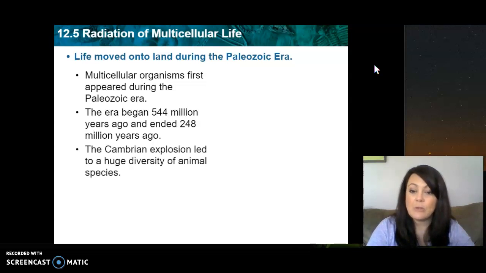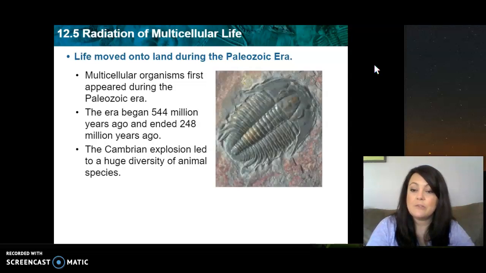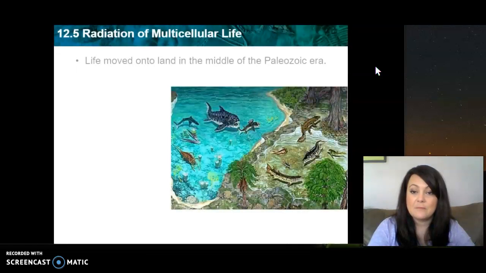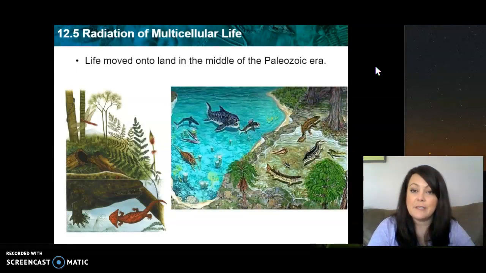The Cambrian explosion led to a huge diversity of animal species. There's the trilobite. Remember we said that was an index fossil. It was found in many, many places, but for a very short amount of time. Life moved on to land in the middle of the Paleozoic era.